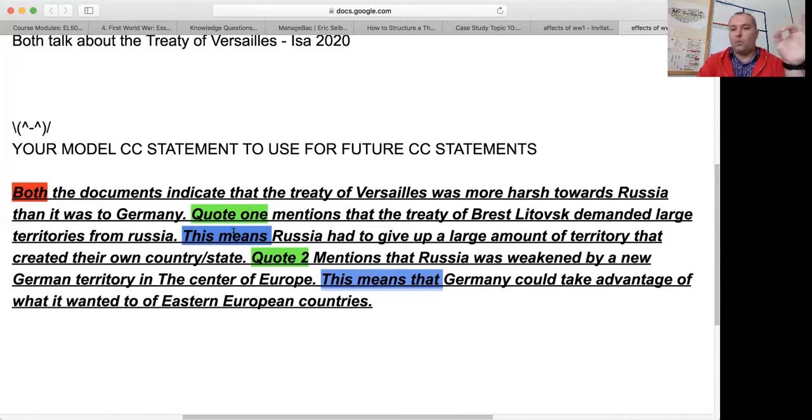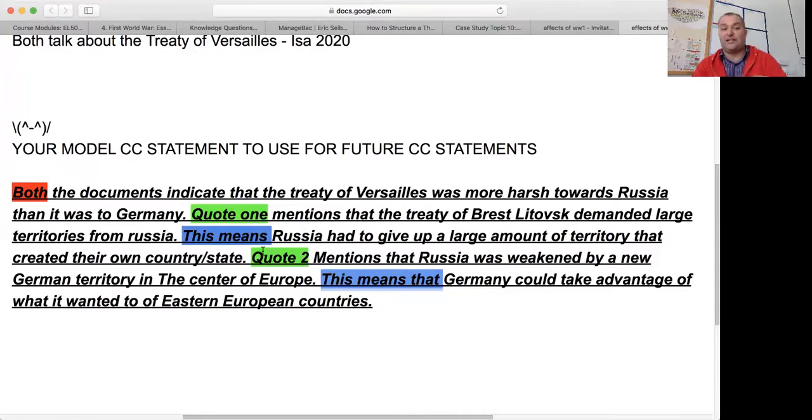You're going to have to be more specific. What does that quote mean? And here they explain. They had to give up large amounts of territory that created their own country, state, etc. Quote 2 mentions that. Again, we're going right to the next comparison. How does it compare? In this case, I highlighted the two comparisons in green. It mentions that Russia was weakened by a new German territory in the center of Europe.